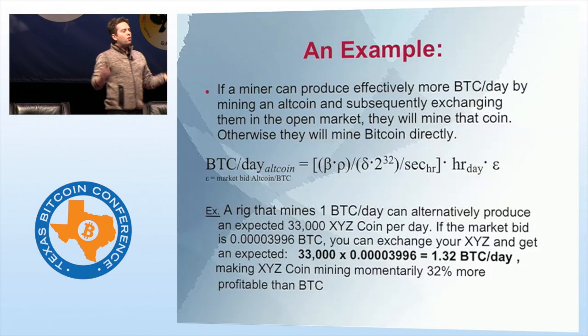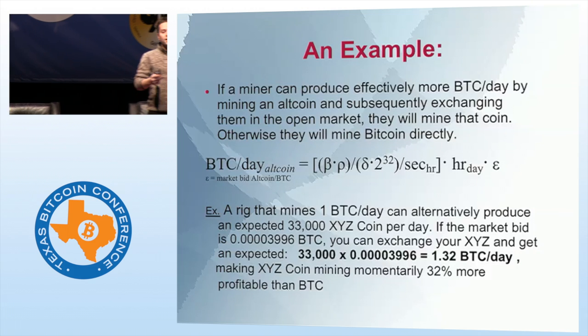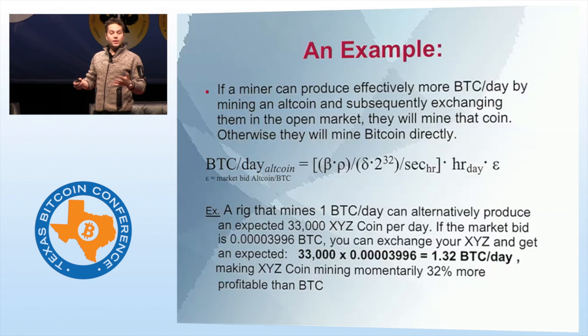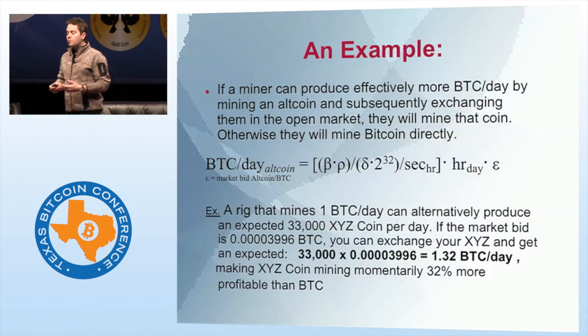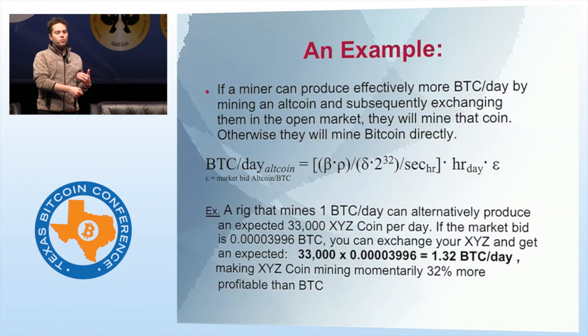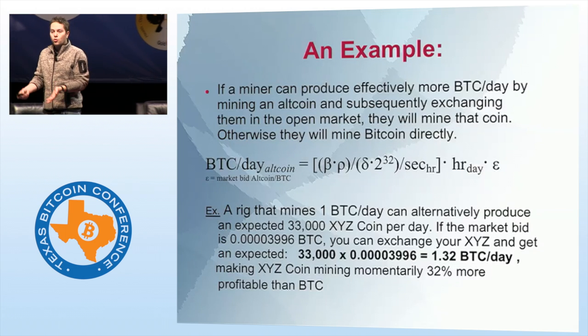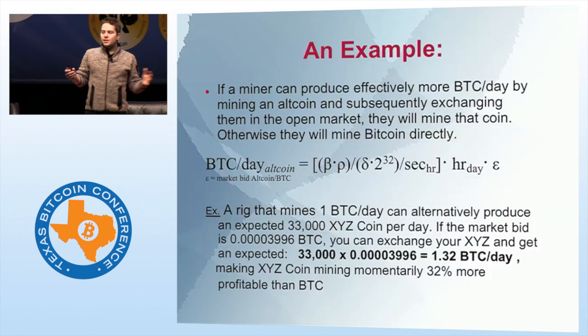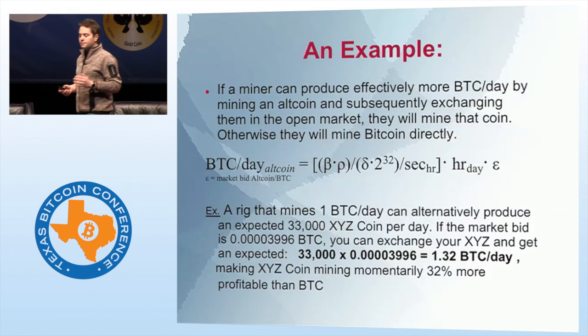Because if you want to spend cryptocurrencies to transact, you need bitcoins, at least right now. So if a miner can produce effectively more bitcoins a day by mining for some altcoin and then exchanging them in the market, they will do that versus mining for Bitcoin directly. And if not, they will mine for Bitcoin directly. Because again, value formation on this level is only formed by production. So it's the producers who matter.